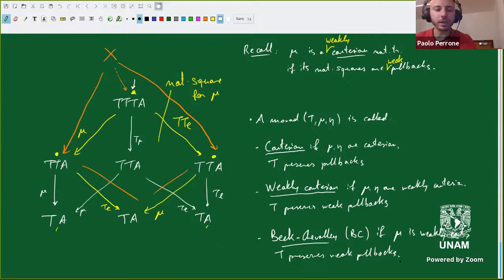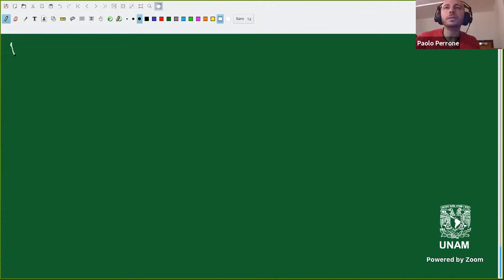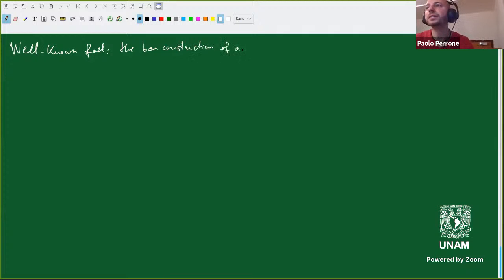Okay, why are we interested in these? Because of the compositional structure. So, a well-known fact: the bar construction, the simplicial set of a Cartesian monad, is the nerve of a category.